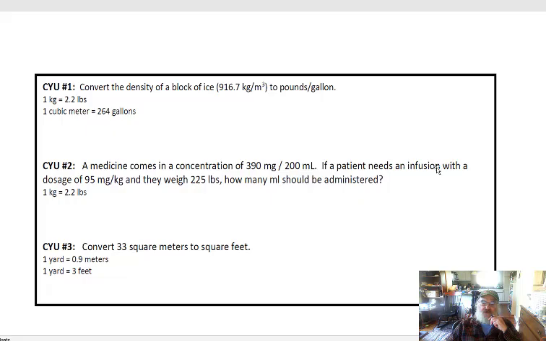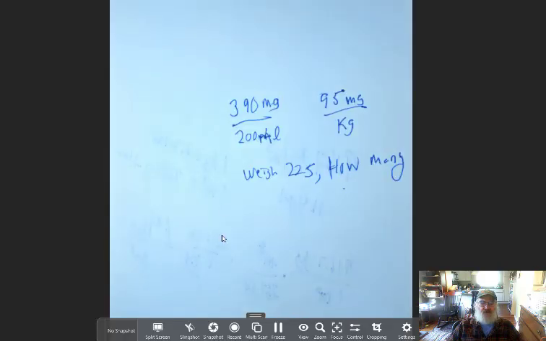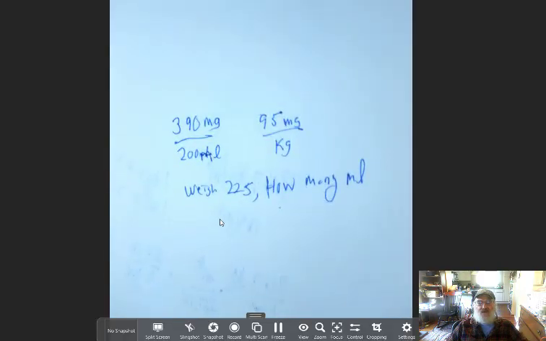So the doctor ordered an infusion of a dosage of 25 milligrams, that's 25 of the particles of the medicine, for every kilogram that they weigh. That's what this means. And the patient weighs 225 pounds. So they want to know how many milliliters to administer.